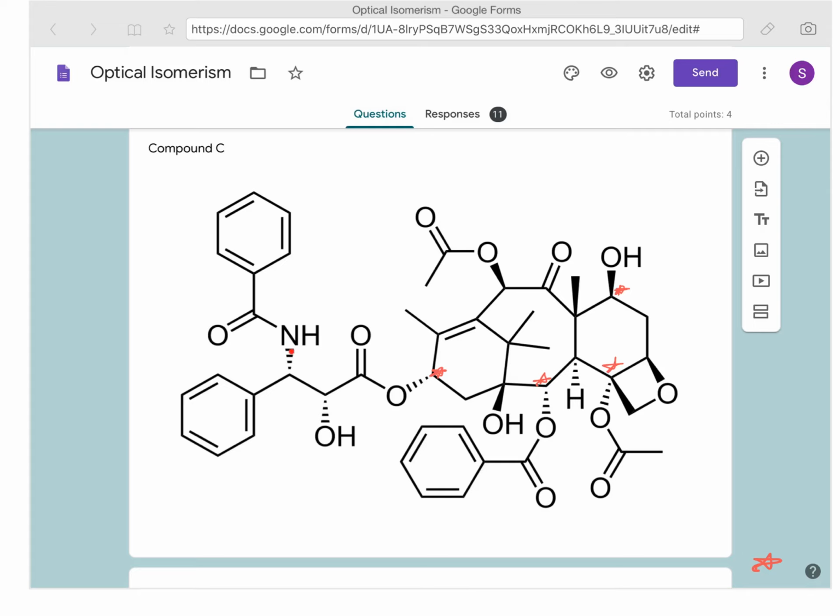This one's going to be chiral because it's got a benzene ring, a hydrogen we can't see, an amine group, and then all of the rest of the molecule. So that one's chiral.